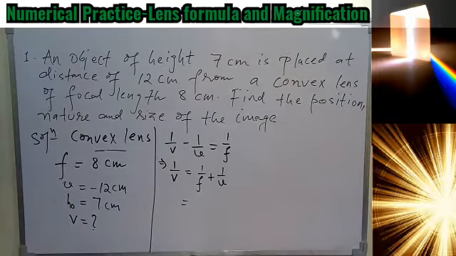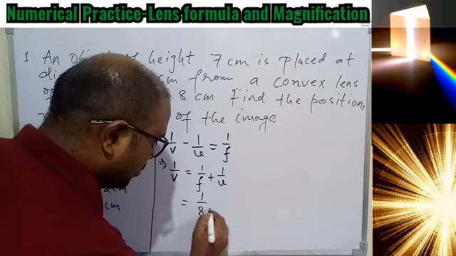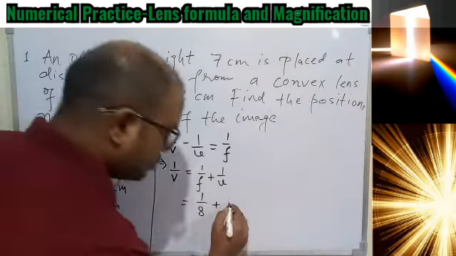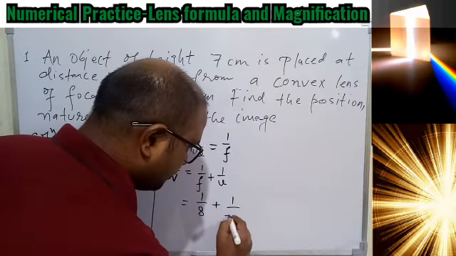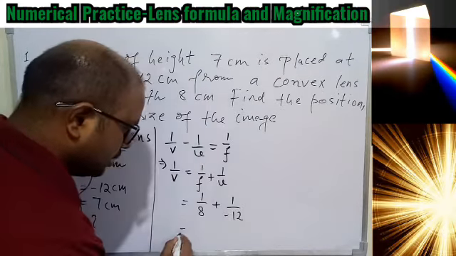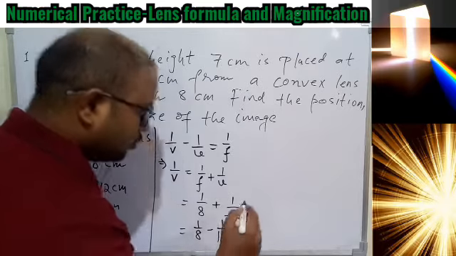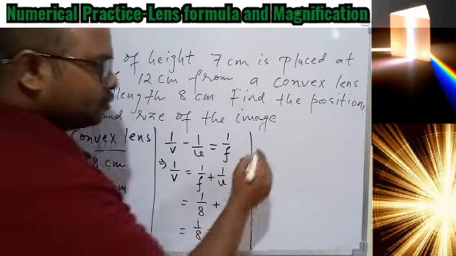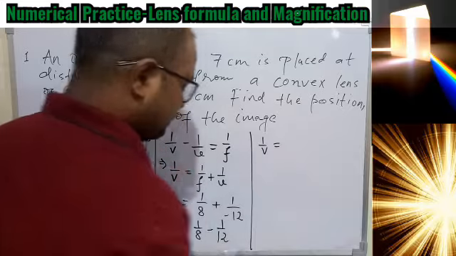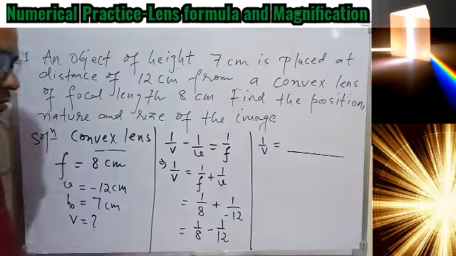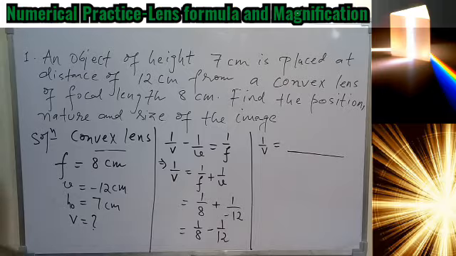So focal length is 8, so this will be 1 by 8, and the u is how much? 12, that is minus 12. So that will become minus 12. So it will finally become 1 by 8 minus 1 upon 12. So let's continue this, solve it. Any method that you know, either take the LCM or do the direct method also.